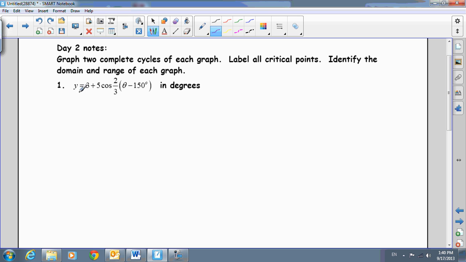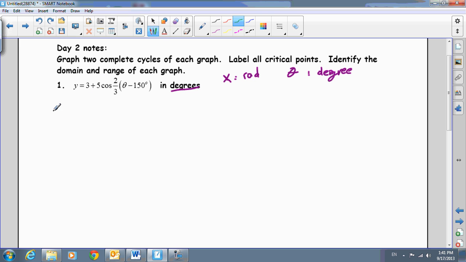Starting with number 1, we have y is equal to 3 plus 5 cosine of 2/3 theta minus 150. By the way, every time you see theta, you know it's in degrees. You do not need to see degrees to know that it's theta. And if you see x, that will be in radian. X is radian, and theta is degrees. So every time you see x, you know it's in radian, and if you see theta, you know it's in degrees. Let's go ahead and analyze this first one.